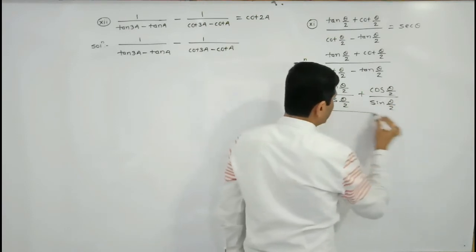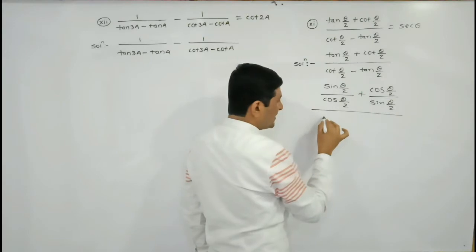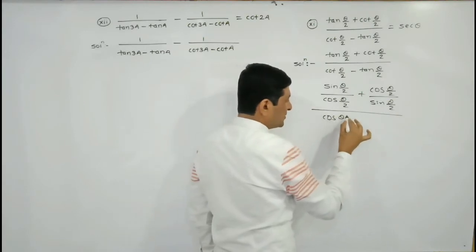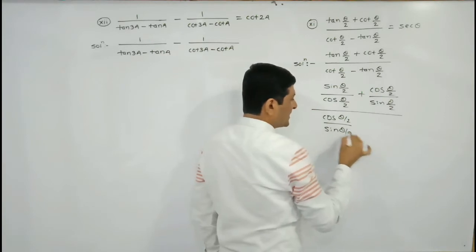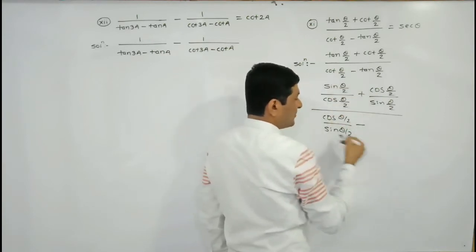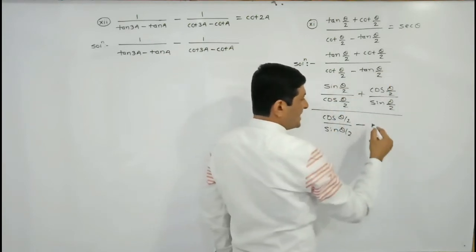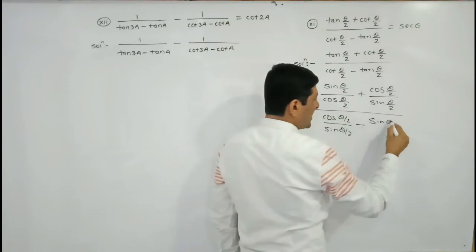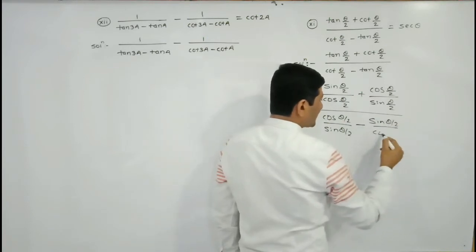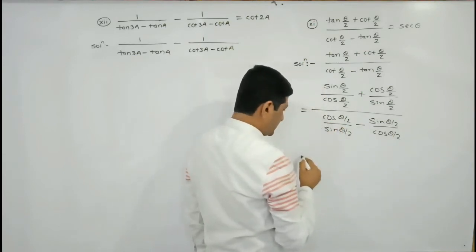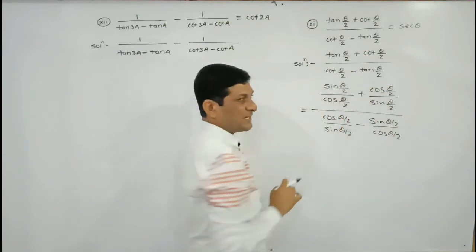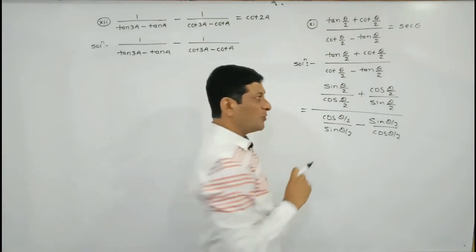In the denominator also we are replacing cot by cos upon sin, because we know that cot can be written as cos upon sin. So cot theta by 2 can be replaced by cos theta by 2 upon sin theta by 2, and tan can be replaced by sin theta by 2 divided by cos theta by 2. Here equal to, keep it as it is. Now we are taking cross multiplication in the numerator. Let us see what we will get here.